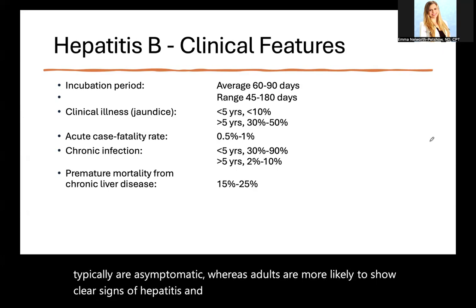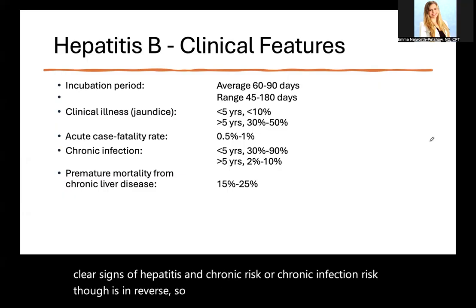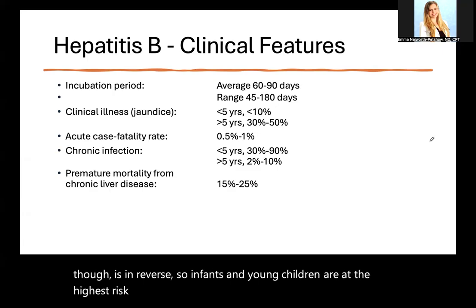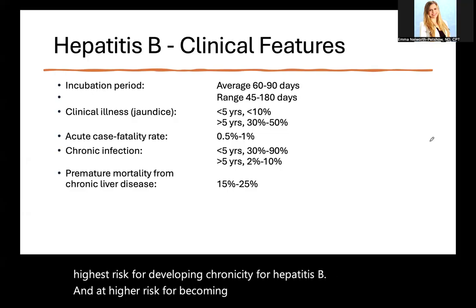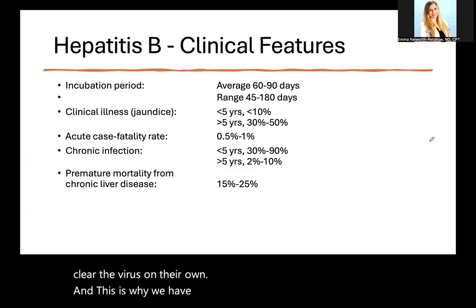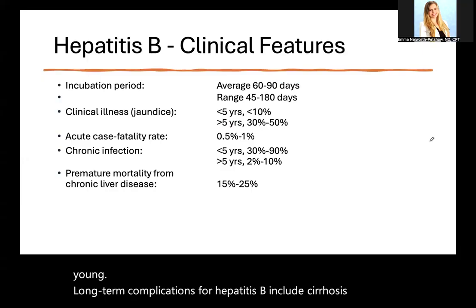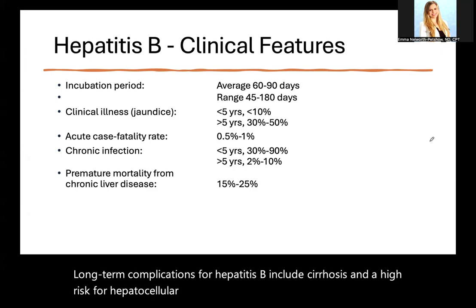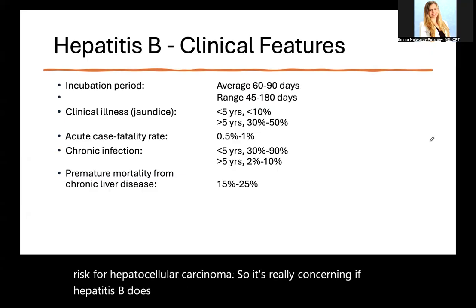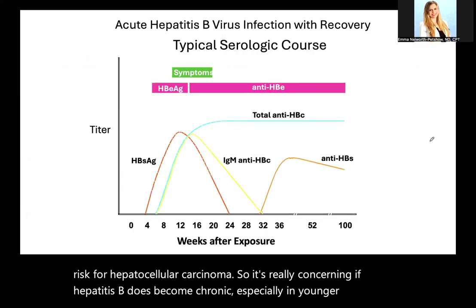And chronic infection risk, though, is in reverse. So infants and young children are at the highest risk for developing chronicity for hepatitis B and at higher risk for becoming chronic carriers. Adults typically will clear the virus on their own. And this is why we have a vaccination that occurs for hepatitis B so young. Long-term complications for hepatitis B include cirrhosis and a high risk for hepatocellular carcinoma. So it's really concerning if hepatitis B does become chronic, especially in younger aged kiddos.